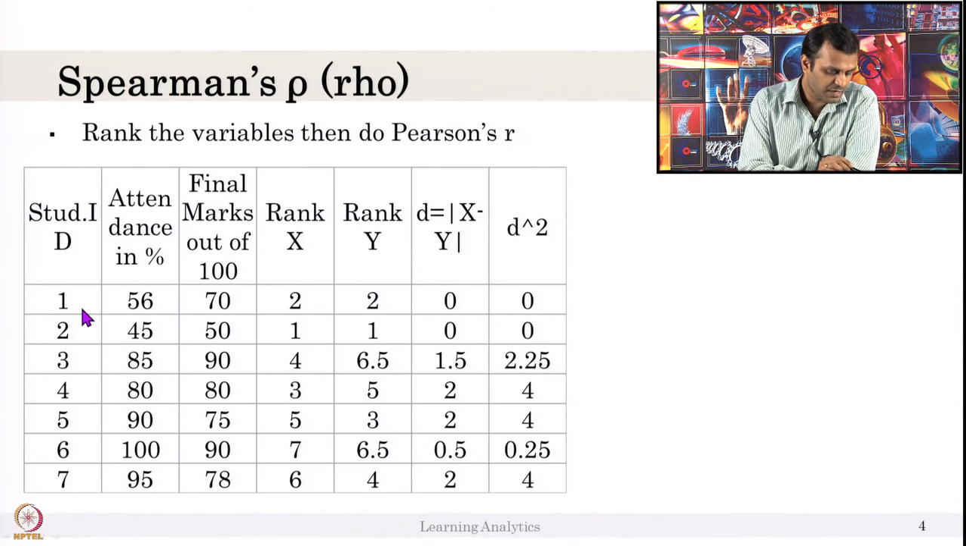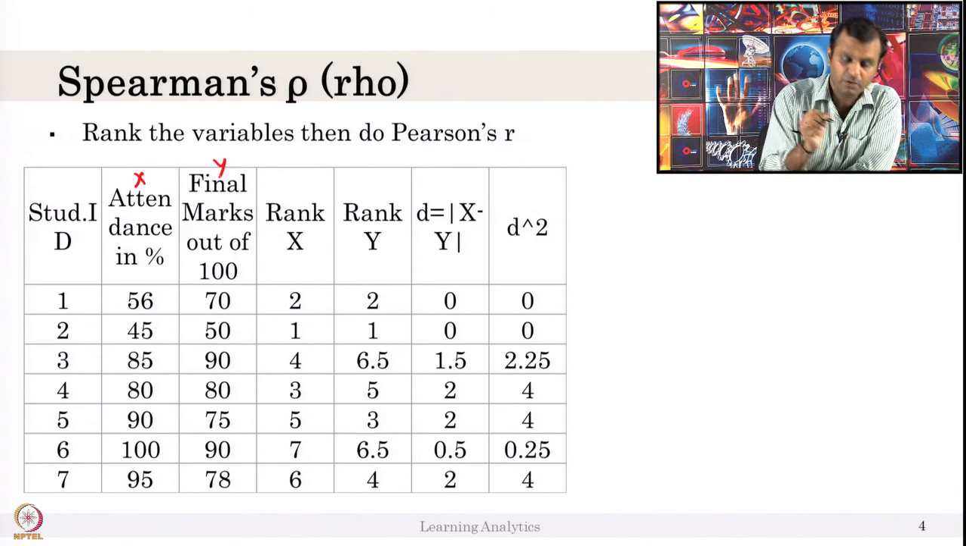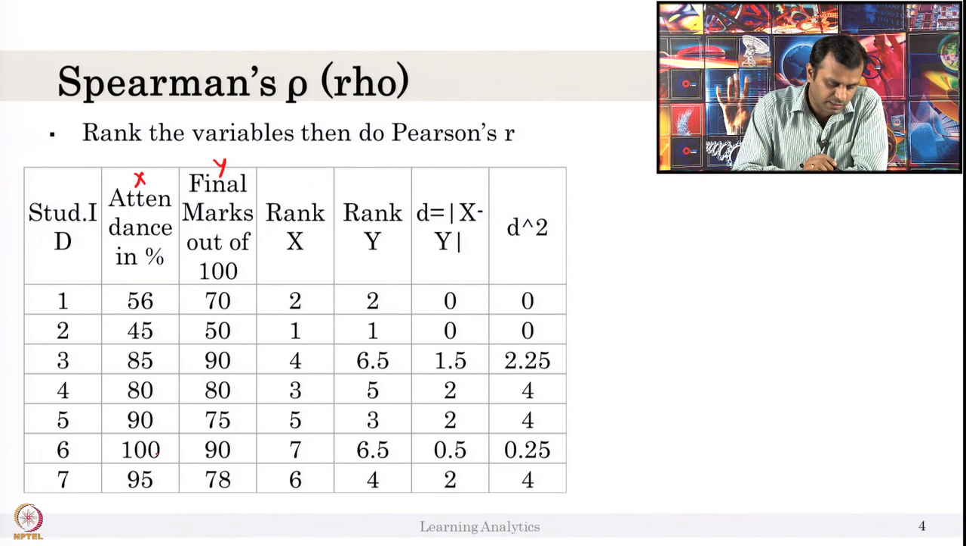Let us look at data of 7 students, with attendance and final marks. Consider this as x and this as y. First, we have to rank the available data, arranging it in ascending order. This is the first rank, this is the second rank: first is 45, second is 56, then 80, then 85, 90, 95, 100. Similarly, for the marks, we rank the least value as 1, and next is 2, 3, 4, 5. There are two 90s, so 6 and 7 we do not want to give, so we put 6.5, 6.5.